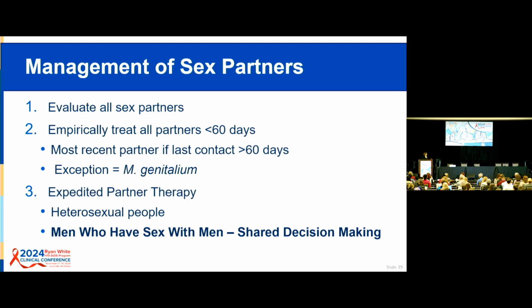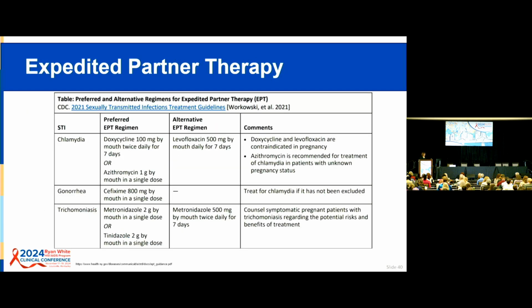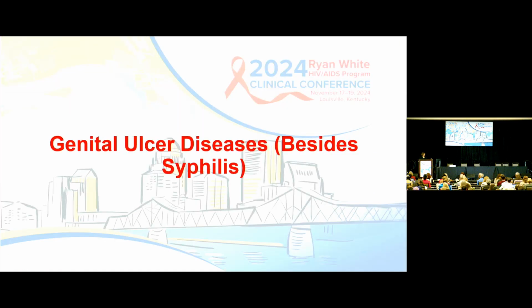So management of sex partners, I alluded to this a little bit. We really want to evaluate sex partners for their STIs. We want to treat them empirically. And for MSM, shared decision-making for PEP is also important. I give you here the guidelines. You're going to use the same treatment that you are giving for your treatment of the patient who has STIs.